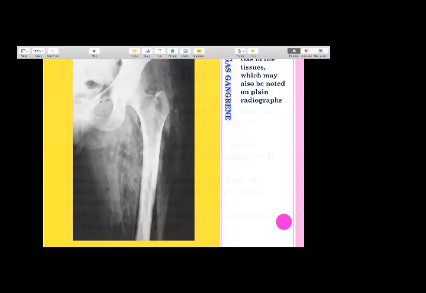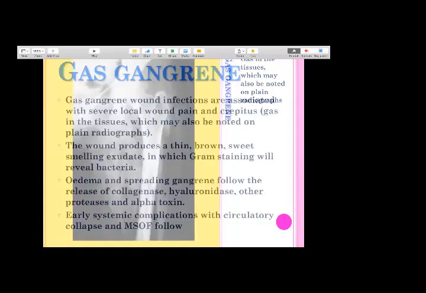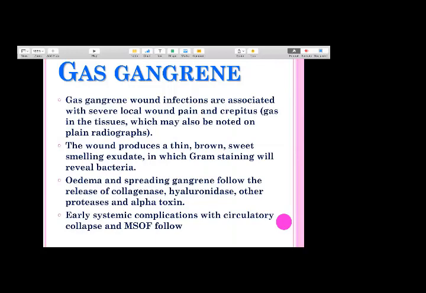This is known as crepitus. It can be observed as a sign on examination, or noted even on plain radiographs. Now, the wound produces a thin, brown, sweet-smelling exudate in which Gram staining will reveal bacteria. Edema and spreading gangrene follow the release of collagenase, lecithinase, other proteases and endotoxins. Early systemic complications with circulatory collapse and multisystem organ failure follow.